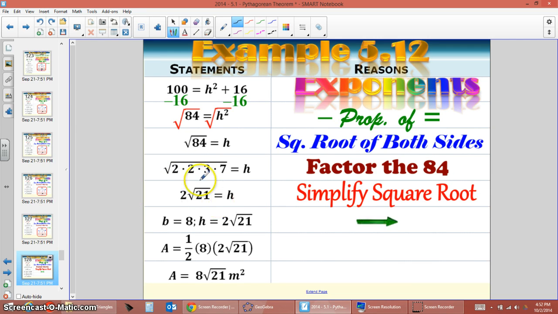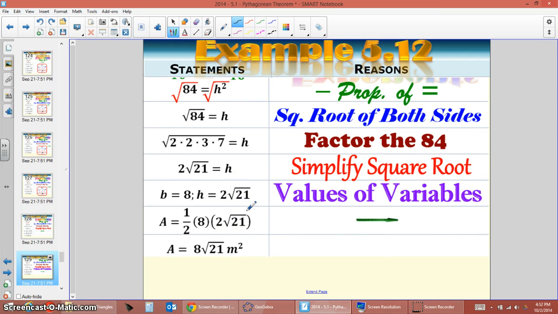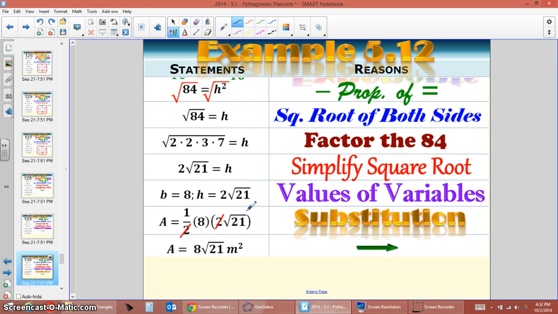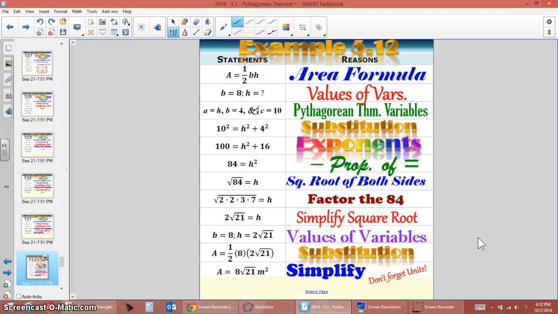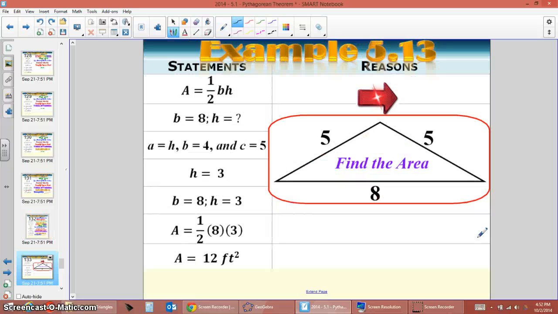Now notice, we're not done yet. We're still looking for the area. I solve for h, that goes in here, and now I can use that to plug into my equation for the area. I cross off both 2's, and I end up with 8 root 21. Again, meters squared, don't forget your unit. So that's my whole proof right there. You're not going to have proofs like this on the test, but I want to show them as proofs, why each step is logical. So right here, again, I've got an isosceles triangle, 5 and 5.